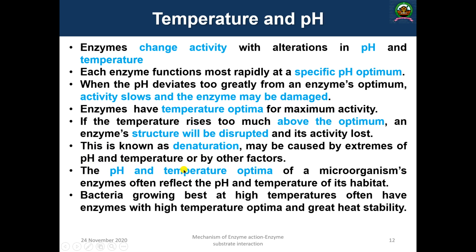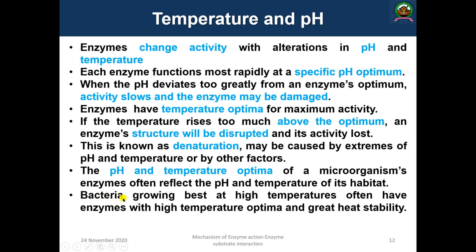The pH and temperature optima of microorganism enzymes often reflect the pH and temperature of its habitat. When you talk about microbiology, microorganisms have a lot of enzymes. For example, certain hyperthermophilic bacteria survive in that particular temperature range because their enzymes are stable. So that particular enzyme can withstand that temperature.